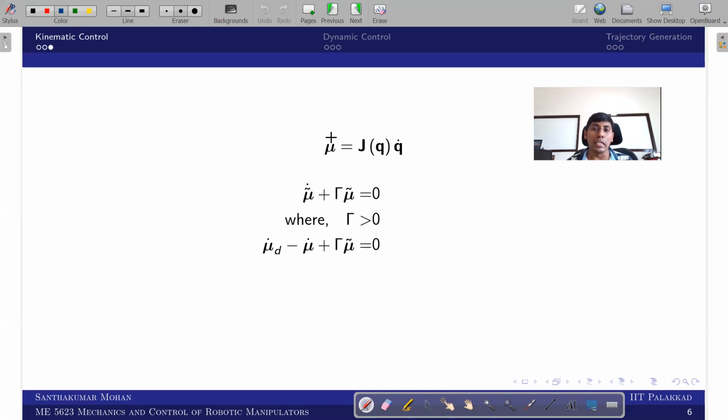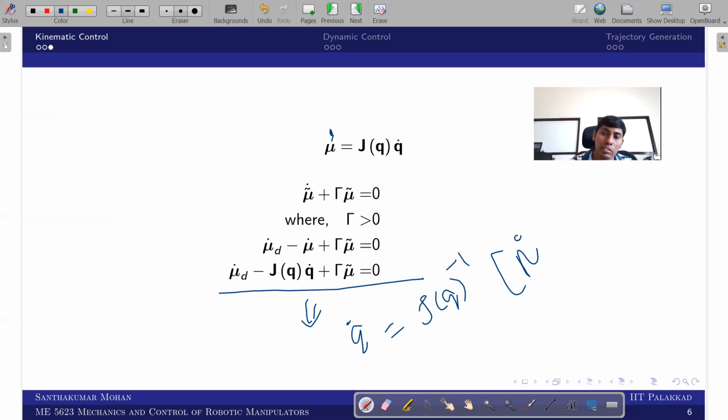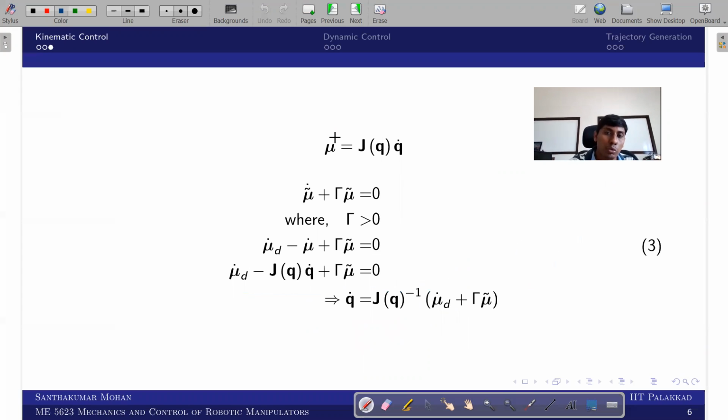Then I'm rewriting it. This is what I know already, right? So this equation I'm substituting here. Then what will I get? I will get this expanded. From there I can find q dot as J of q inverse into mu dot desired minus gamma mu tilde, right? So this is what we obtained in the task space, or sometimes we call it operational space.